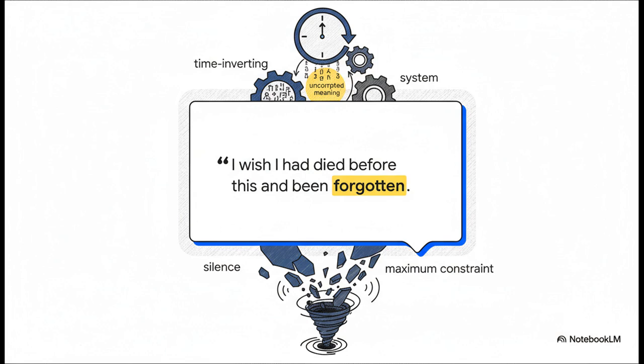Step 1, collapse. This quote from Maryam, it sounds like total despair, right? But in the physics of the Quran, this is the entry point. It's a required compression. Life, true life, can only emerge at the point of maximum constraint, when your ego, your speech, your whole sense of control has totally collapsed into silence. That's the only environment where uncorrupted meaning can get into the system.